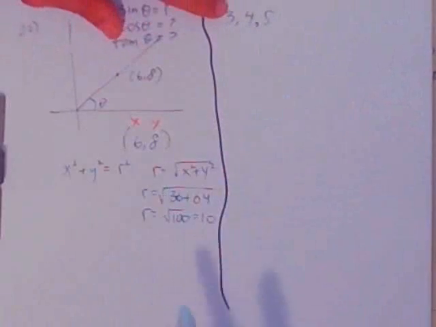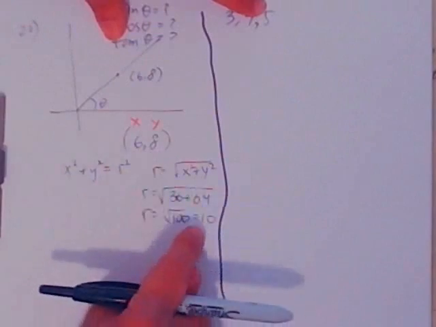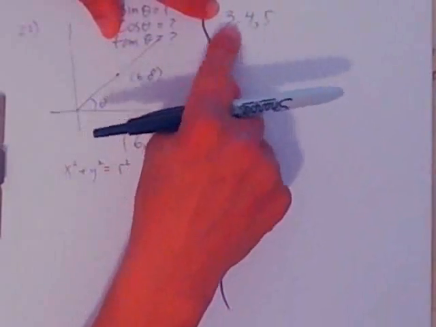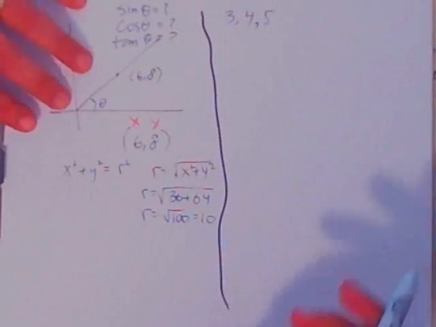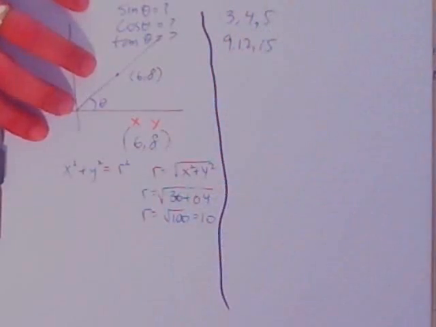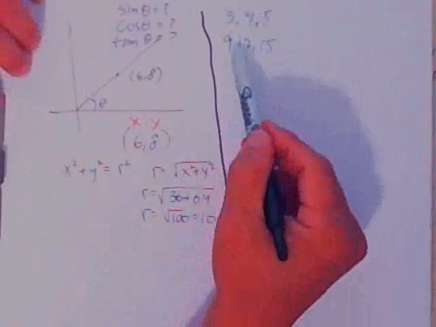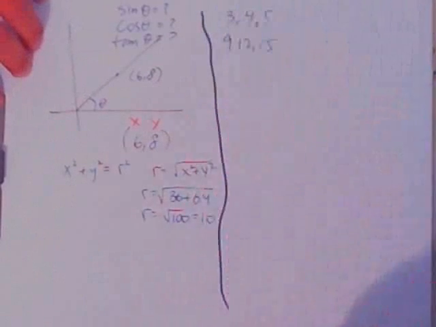If I multiply this by 2, I get 6. Multiply this by 2, I get 8. Multiply this by 2, I get 10. So 3, 4, 5, you can use many, many different multiples. I can go 9, 12, 15. Oh, we saw that in just this one: 9, 12, and r was 15. So the 3, 4, 5 is the simplest of the Pythagorean triples, and like I said, it's ubiquitous.